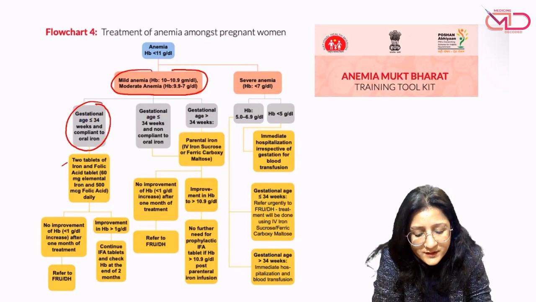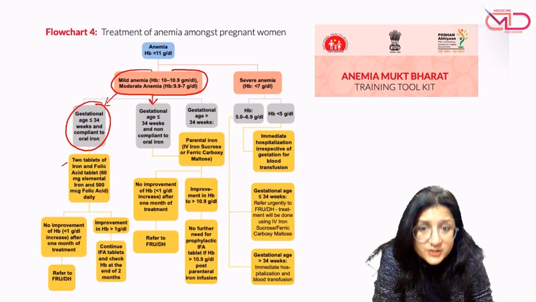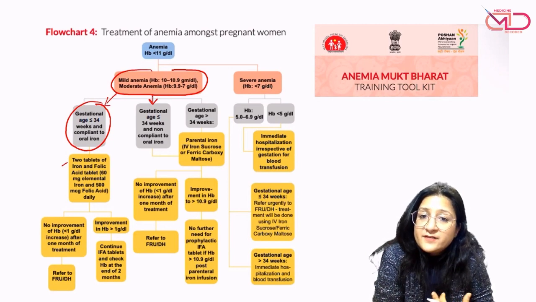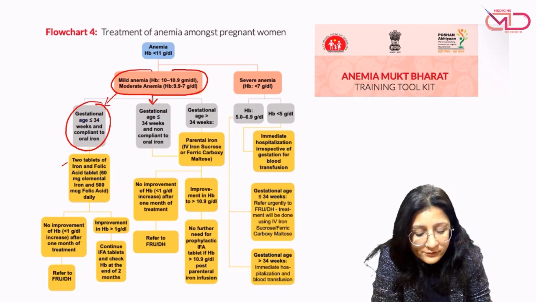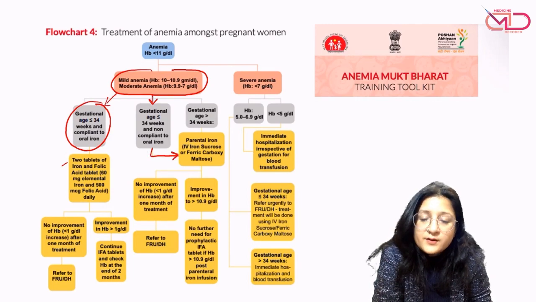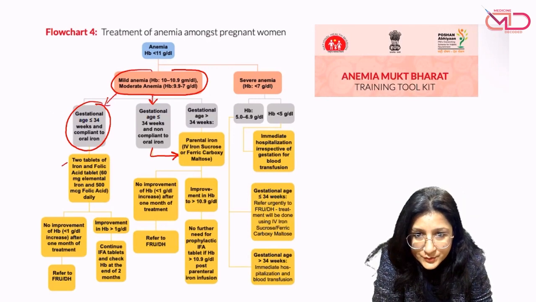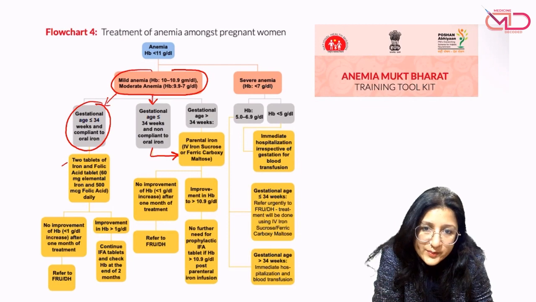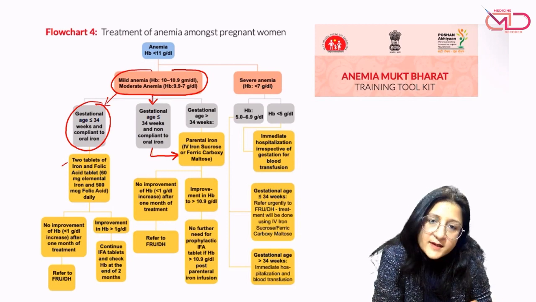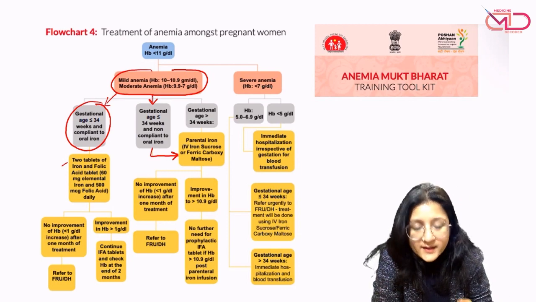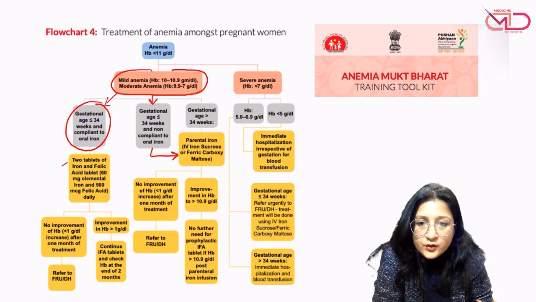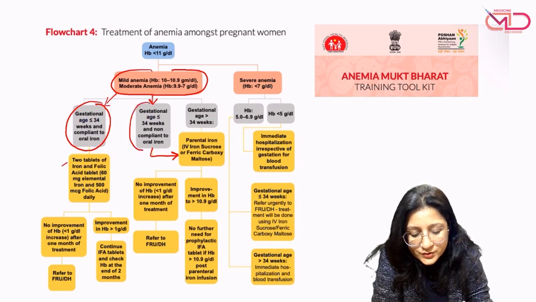That's fine. If the gestational age is less than 34 weeks, right, but she is not taking oral iron, she's not compliant because she's having intolerable side effects, then obviously you're going to go for parenteral iron, which can be IV iron sucrose or ferric carboxymaltose, right? IV iron sucrose is generally preferred. It is available in the Government of India supply free of cost. But yes, ferric carboxymaltose is also a new available injectable iron formulation, which can definitely be used, right?